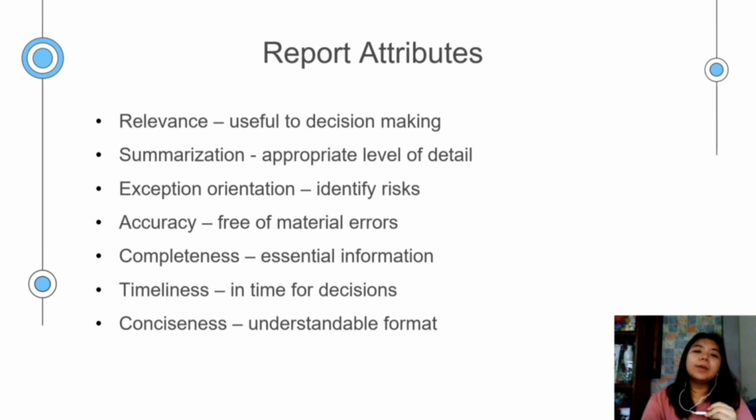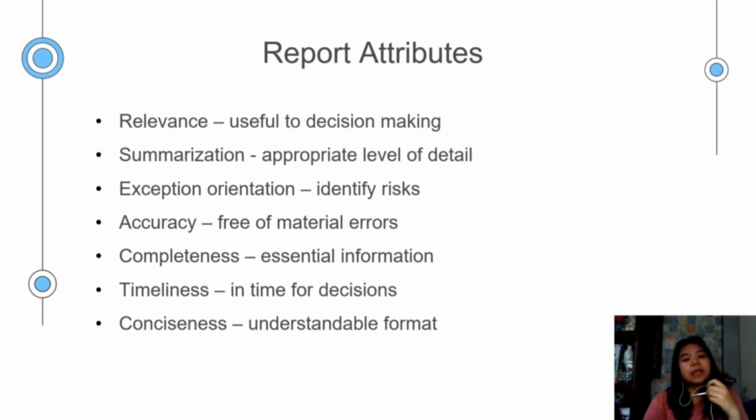So next, here are the typical attributes of a report. Ito yung mga kailangan nating qualitative characteristics ng mga reports na nagagawa ng management reporting system. First, it should be relevant. Kailangan siya ay kagamit-gamit for decision making. Next, the information must also be summarized on an appropriate level of detail. So kung anong kailangang detail ng mga management, as I have discussed previously, the higher the level of the management, the less detailed or the more summarized yung kailangan ng report nila.